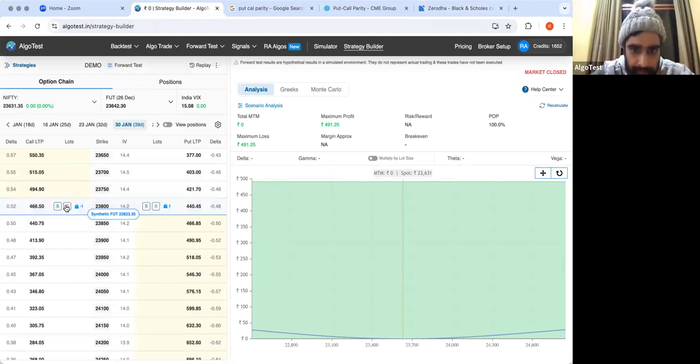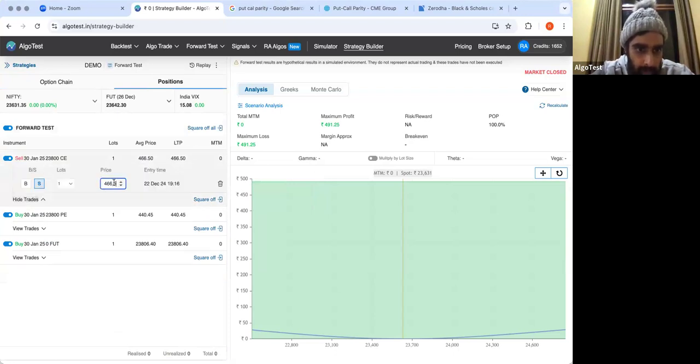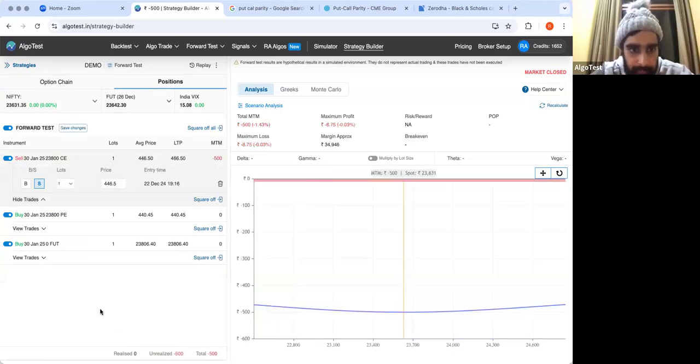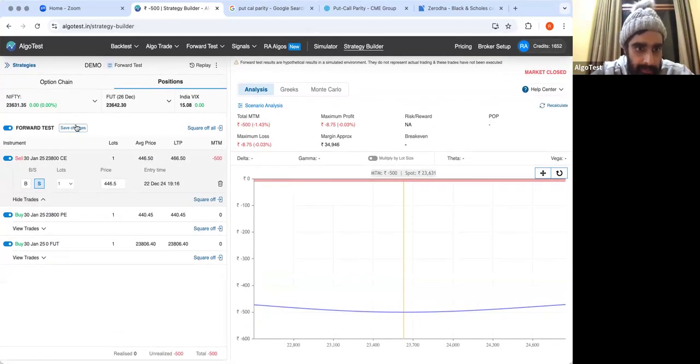Okay, so let's say my profit is 500 rupees, 500 divided by 4 into 5, 20 rupees. Maybe I do 446. Let's go here. Let's edit this to 446. So this is something that we are allowed to do in forward test. Boom, right? My PNL now becomes, is there a save button here? What happens? Save changes. There it is.